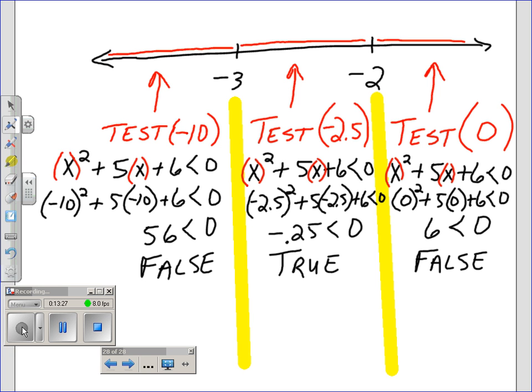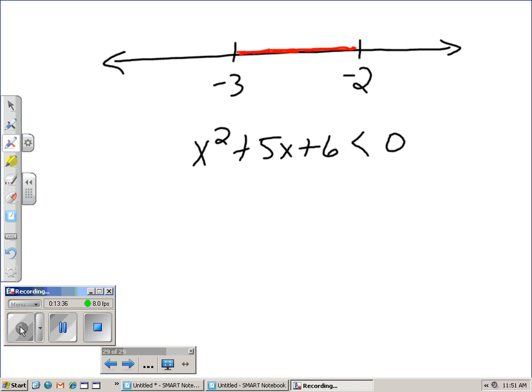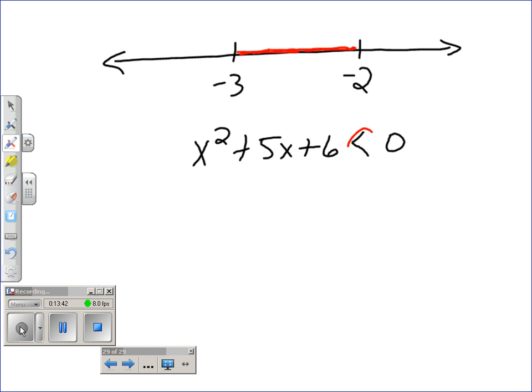And so now I know where my solutions are. My solutions are going to be in that middle section right there. All right, so I'm looking at my visual. I have all the numbers between -2 and -3. What about the numbers themselves? Remember, there's no equal sign here, so these numbers are not included. So I'm going to use a parentheses to show that. Okay, the graph wasn't required, but that's a good visual.